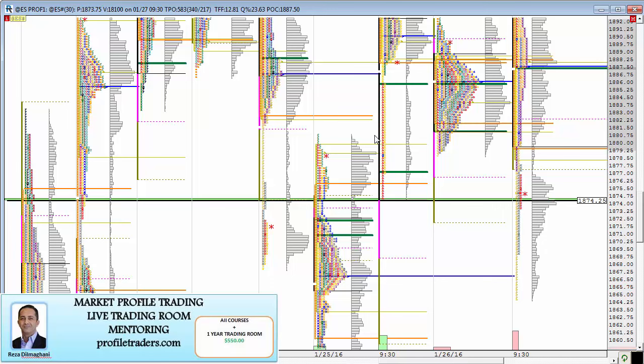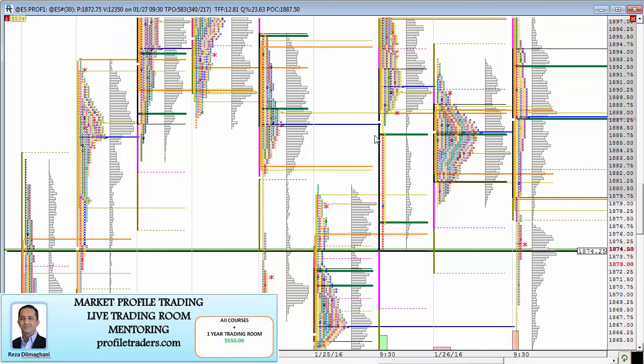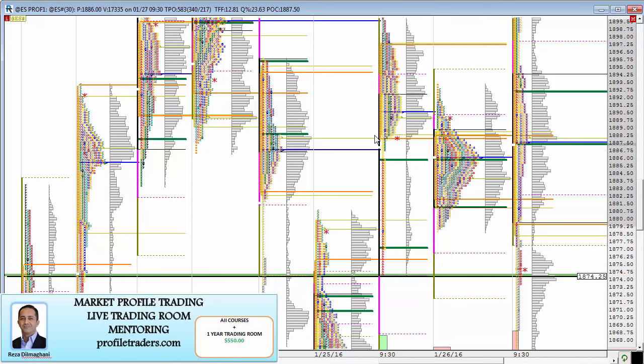And I also warned you, if we do break below 1874 and a quarter, there was a POC at 1867, which could be a downside target. And that's exactly where it went and stopped. So now we need to go up and find ourselves levels of resistance. Because the range is so wide, it is foolish to give you levels of resistance that are too close to where price is right now.